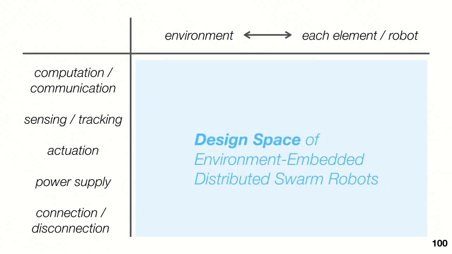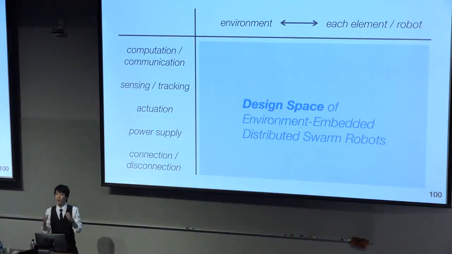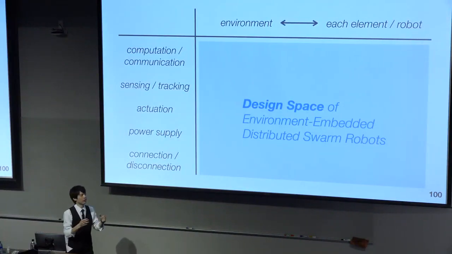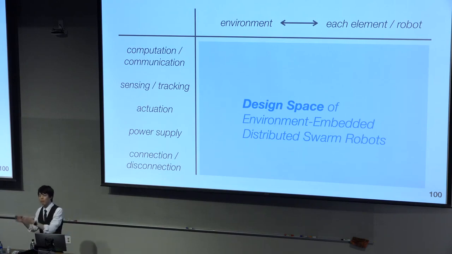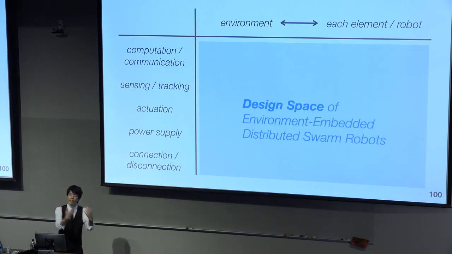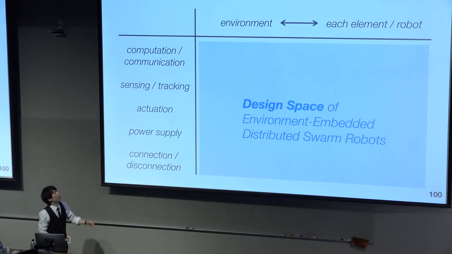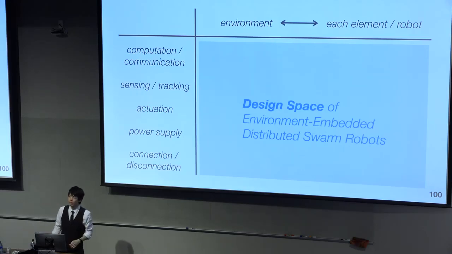But if we think about the design space of the existing swarm robots that I showed you, there is probably a design decision between whether we offload the capability to the environment or embed it into each robot. For example, computation and communication, or sensing or tracking capability, or actuation, or the power supply, or connection and disconnection capability.